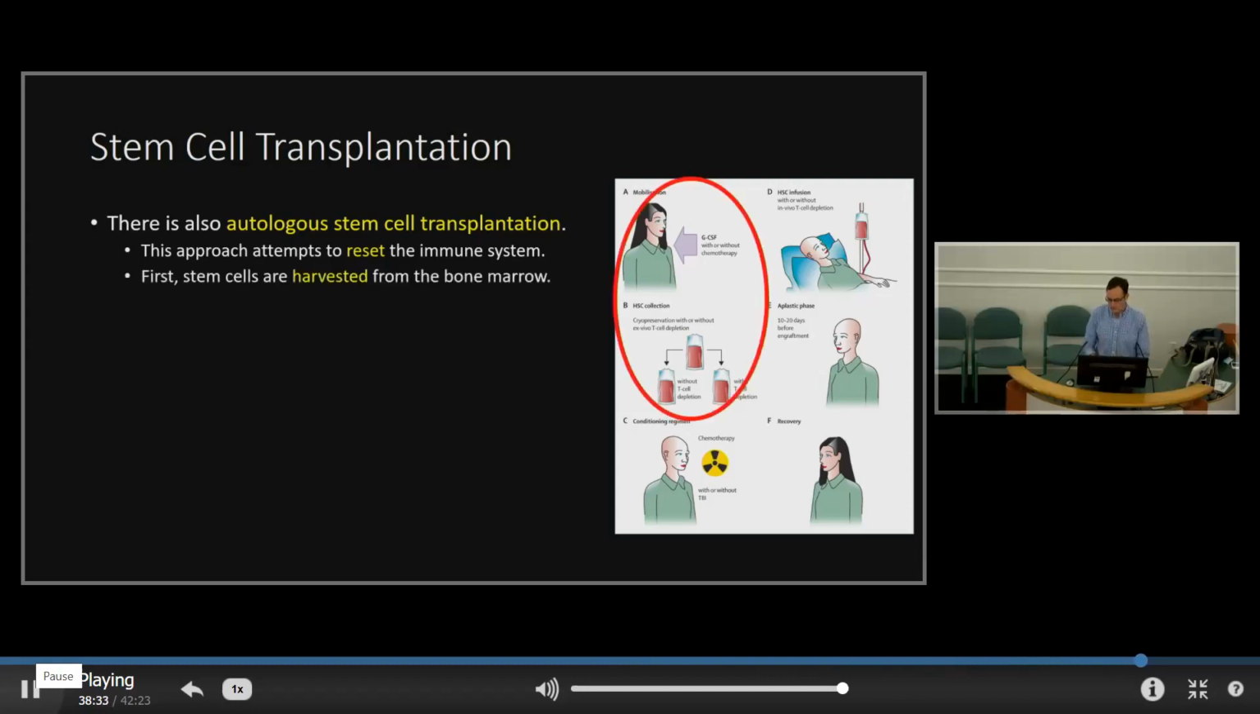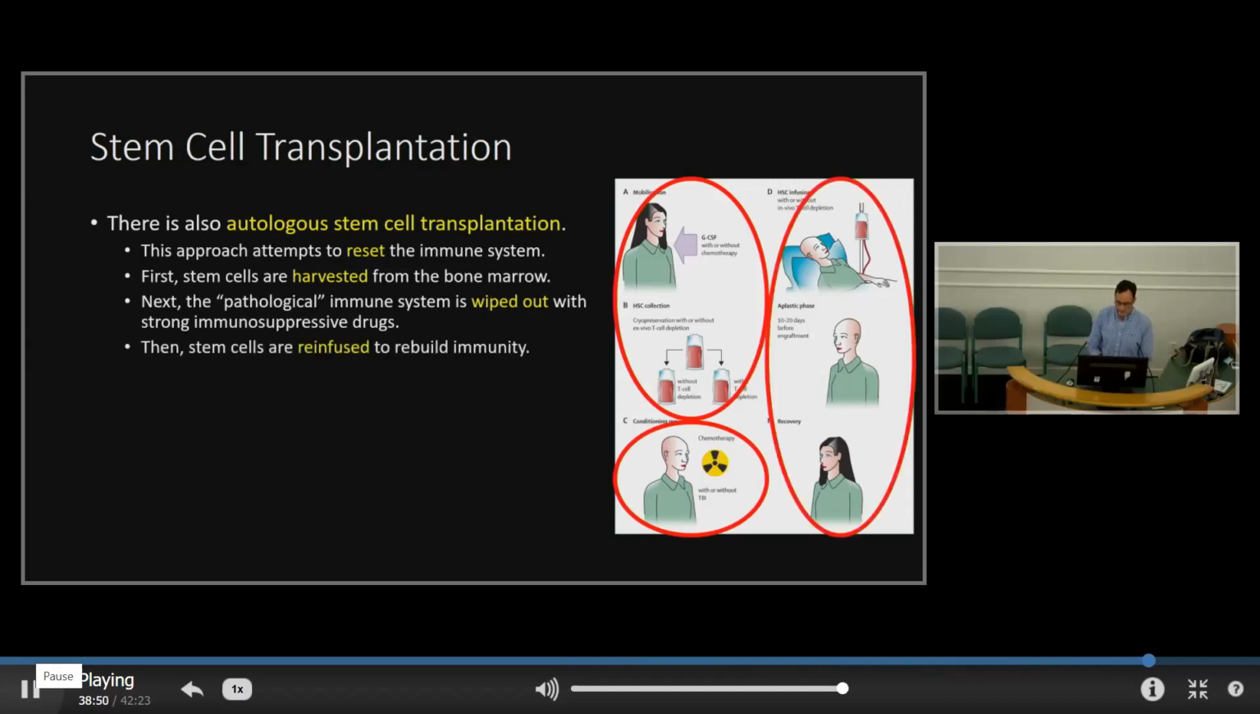So first you harvest stem cells from a person's bone marrow, and then you wipe out their so-called pathological immune system with very strong immunosuppressive drugs, okay? So you're purposely trying to destroy their immune system. And then you take the cells that you kept away from that process and you reinfuse them to rebuild the immunity. The idea is that the stem cells will now produce a healthy immune system in place of the pathological one. It does seem to have very high efficacy so far.